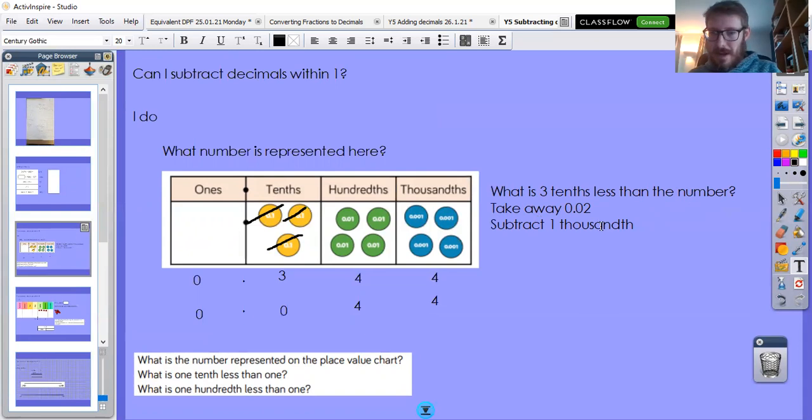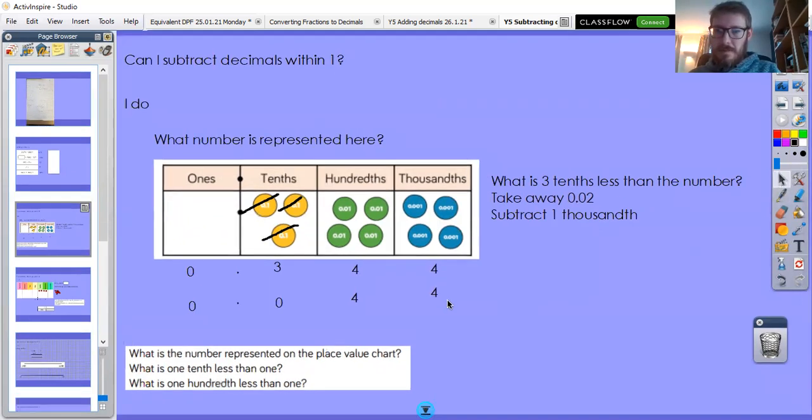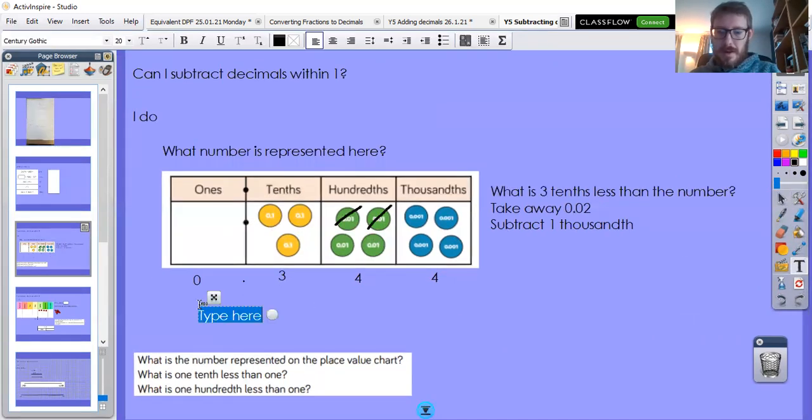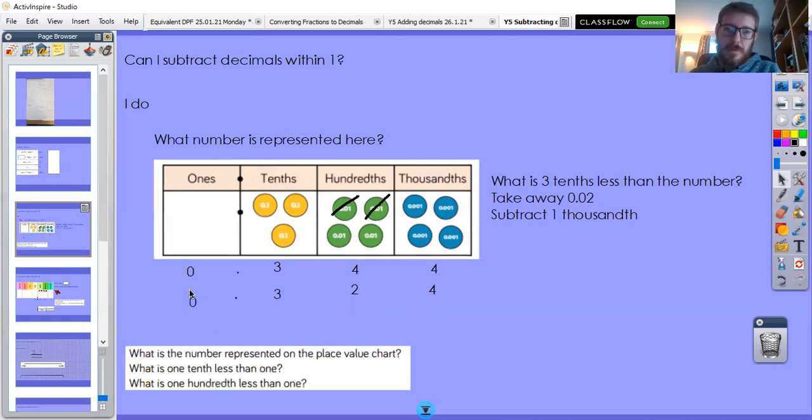Another way could just be saying take away. So take away 0.02. If we start again, and this time we're taking away 0.02, we know we're taking away from the hundredths column. So I'm taking away 2/100ths. Then I'm left with 0.3, there's 2 left there, and 4/1,000ths still. So 0.324.